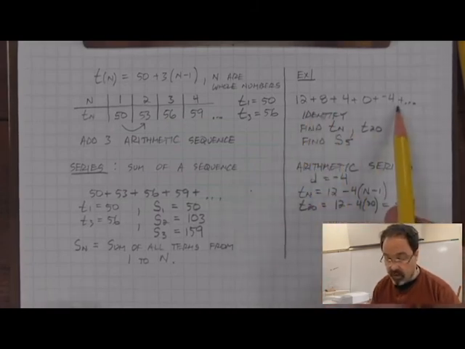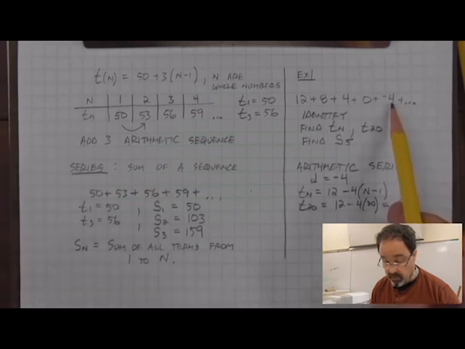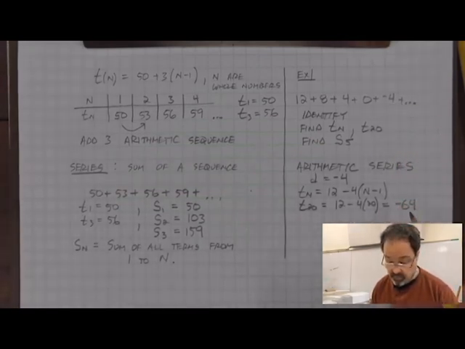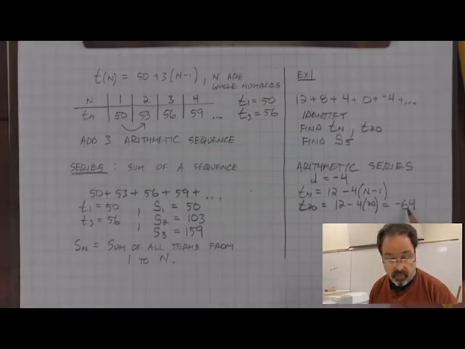If I kept writing term values and they kept on going down from -4, then by the time I got to position 20, I should expect -64.